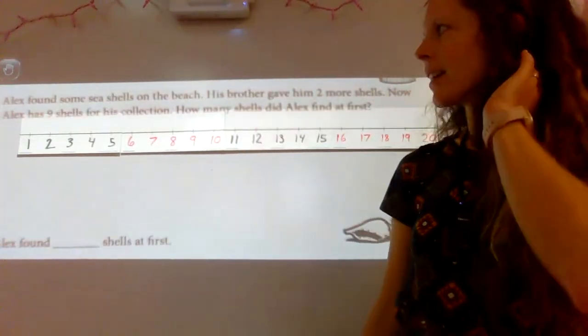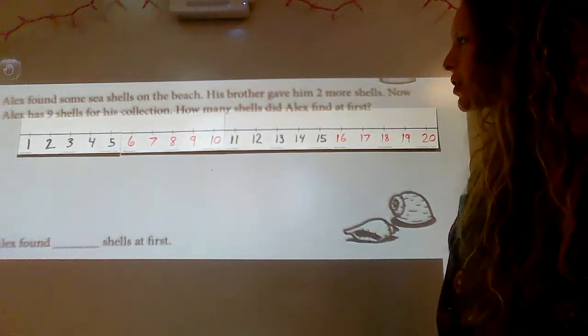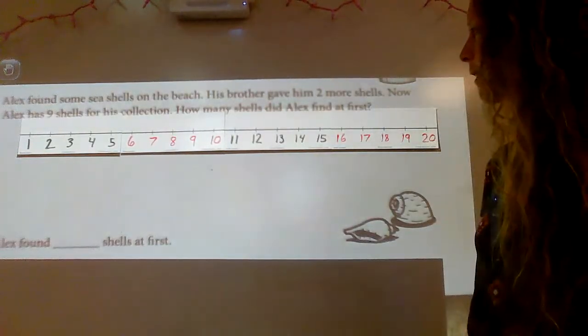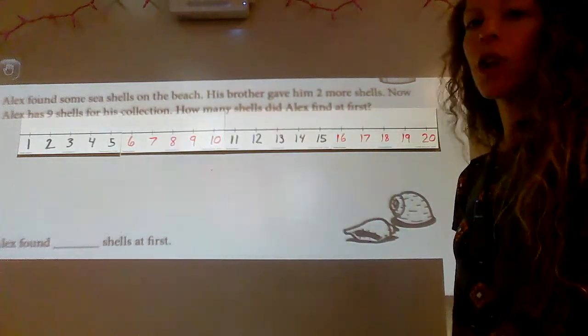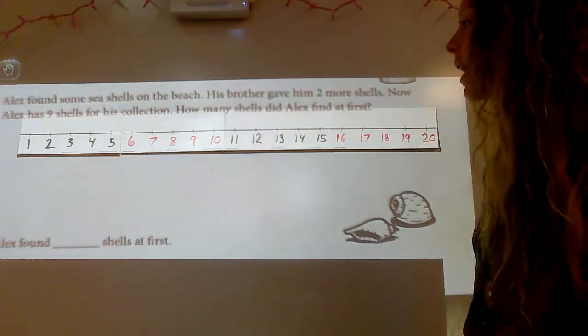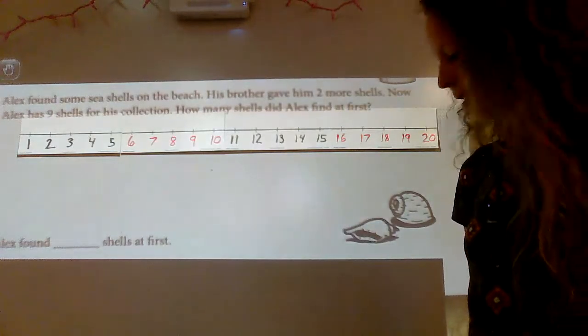Okay, number 3. Alex found some seashells on the beach. His brother gave him 2 more shells. Now Alex has 9 shells for his collection. How many shells did Alex find at first?